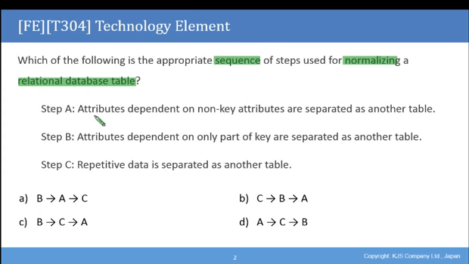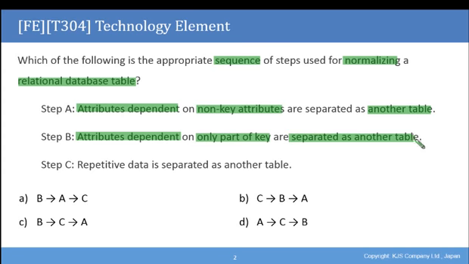So step A, attributes dependent on non-key attributes are separated as another table. Step B, attributes dependent on only part of key are separated as another table. And step C, repetitive data is separated as another table.